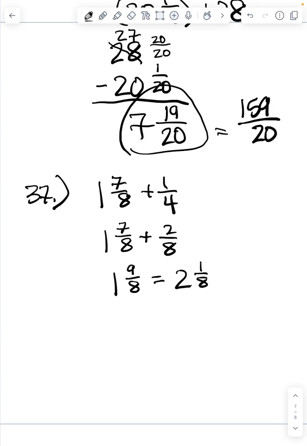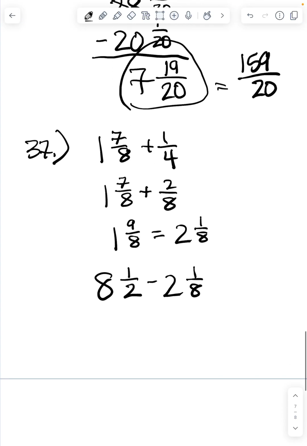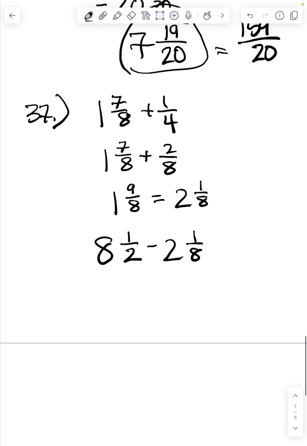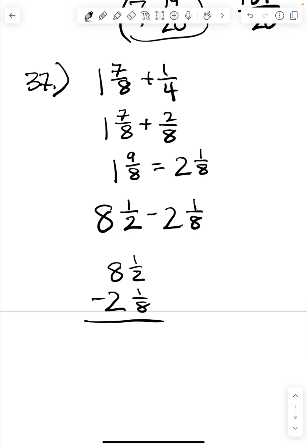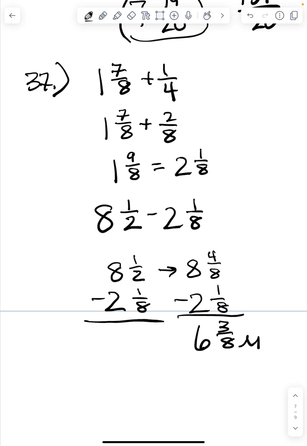Now they're telling me that the entire amount of rainfall for the whole month was 8 1/2 inches. So if I want to find out the difference between them to figure out how much there was for the first part of the month, I'm going to need to subtract. I should have written it this way. I like to see the fractions on top of each other whenever I'm subtracting, so let's do that. And then we'll rewrite. So this is going to be 8 4/8 minus 2 1/8 is going to be 6 3/8 inches.